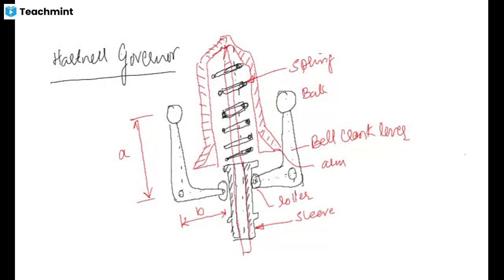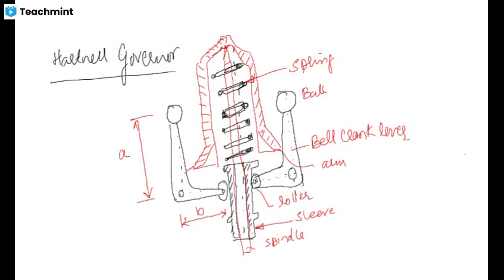Okay, so now this is a schematic diagram of a Hartnell governor. It consists of a spring, and the spring is placed concentric with the spindle. So this is the spindle.